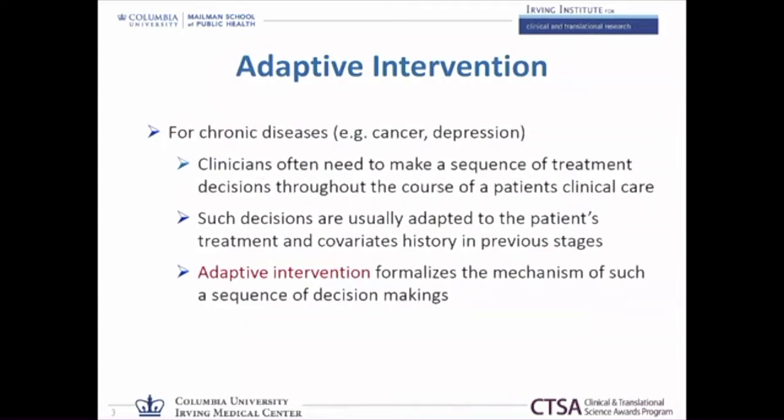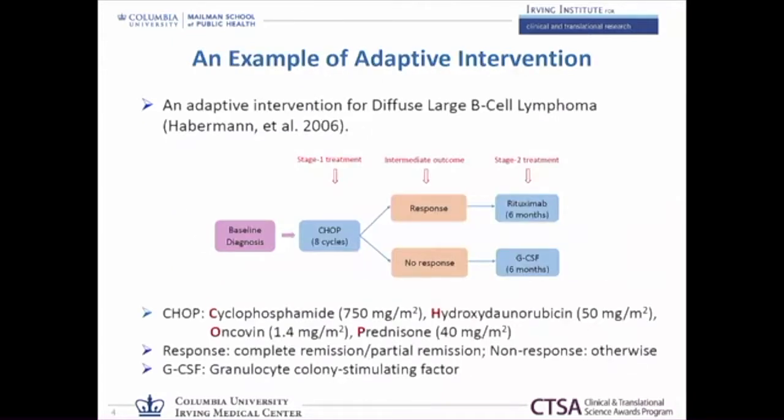In the clinical practice of chronic disease, such as cancer care and depression management, clinicians often need to make a sequence of treatment decisions throughout the entire course of patient clinical care. These decisions usually adapt to a patient's treatment and covariate history in the previous stage. So the adaptive intervention formalizes the mechanism of such a sequence of decision making.